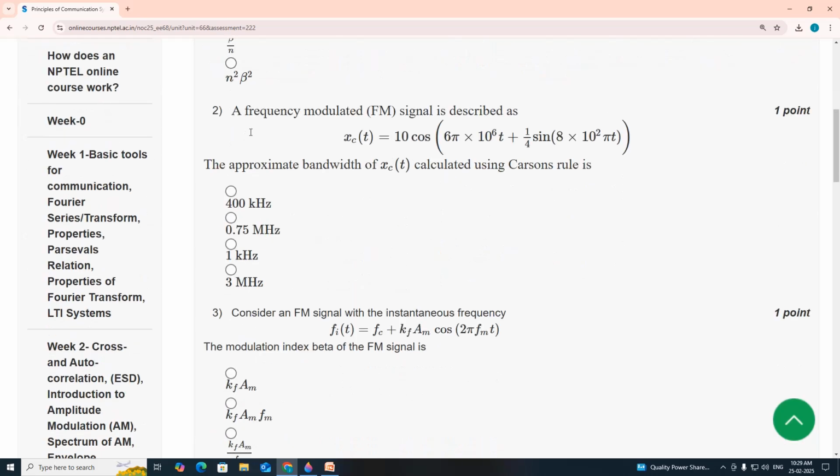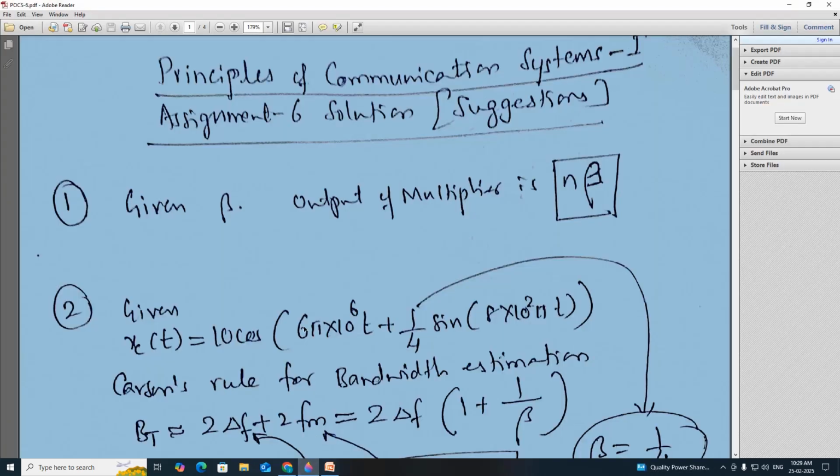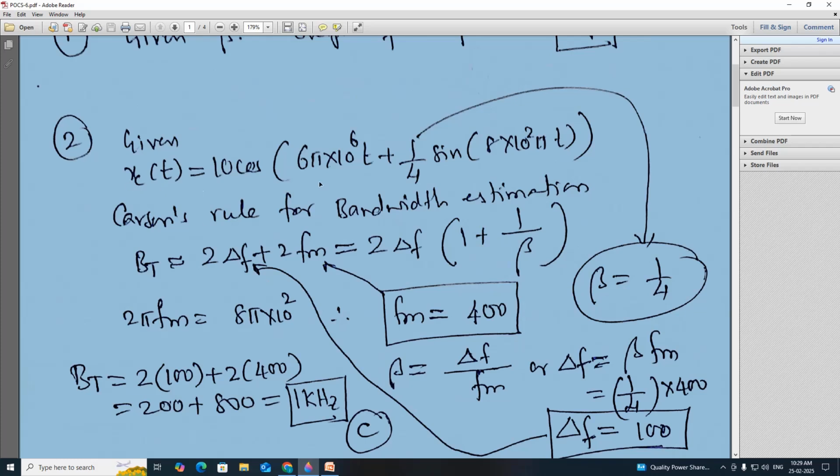Second question, a frequency modulated FM signal is described. What is the approximate bandwidth? We have to use Carson's rule to calculate the approximate bandwidth. This is the given equation. This is the carrier and this part is the modulating signal. 1 by 4 is beta, the modulation index of FM.